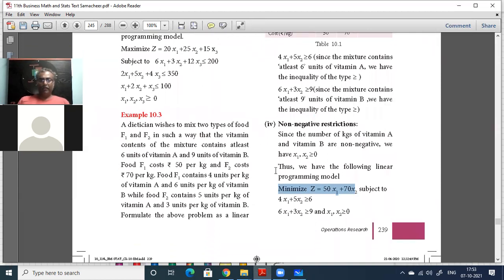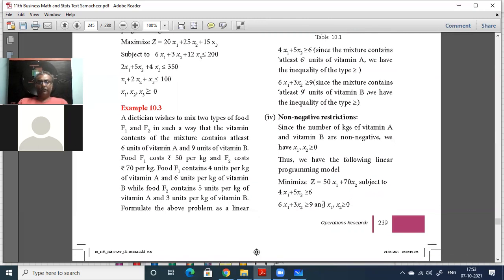So the mathematical final model is these 3 lines. Minimize the function Z equal to 50 x1 plus 70 x2, subject to the constraints. Constraint 1 is 4x1 plus 5x2 greater than or equal to 6, the vitamin A constraint. 6x1 plus 3x2 greater than or equal to 9 is the vitamin B constraint. And then the non-negativity constraints: x1 and x2 greater than or equal to 0. You understood?